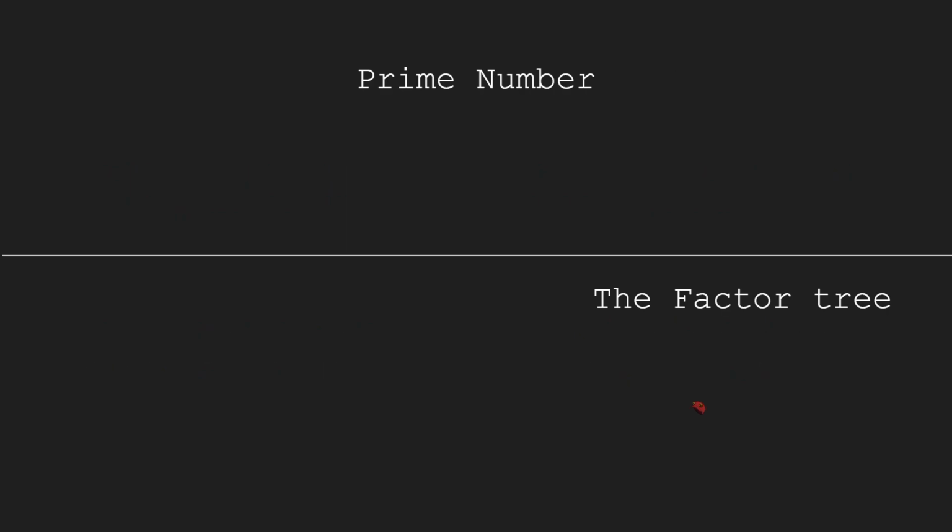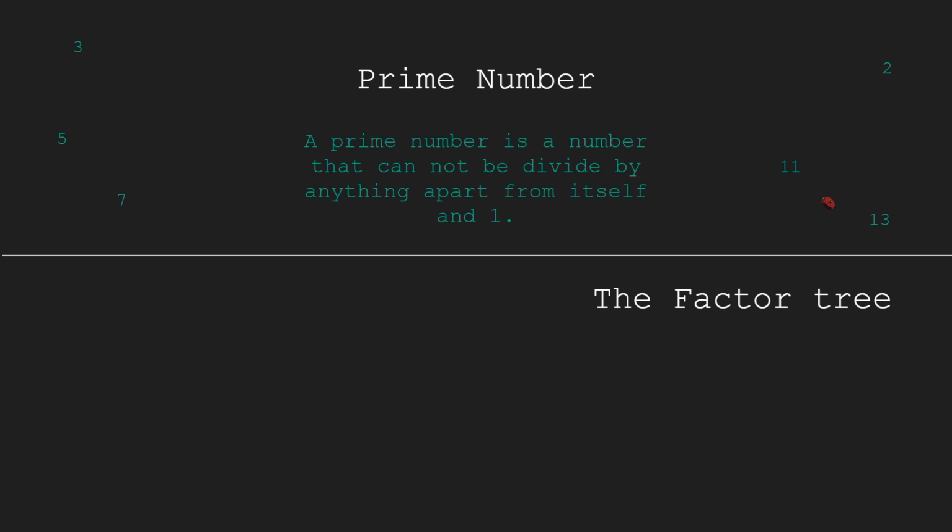Next up, let's talk about prime numbers and the factor tree and how you can figure out prime numbers. First up, here is a list of prime numbers. If you're unsure what links all of these numbers, well, all of these are numbers that cannot be divided by anything apart from itself and 1. You'll probably be surprised to see 2 up here, but 2 can only be divided by itself and 1. 2 can only be divided by 2 and 1.